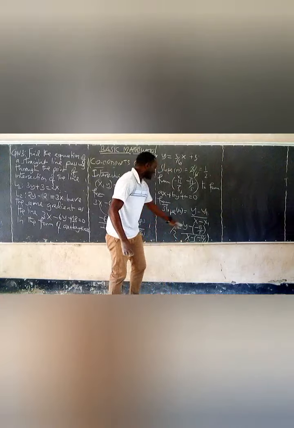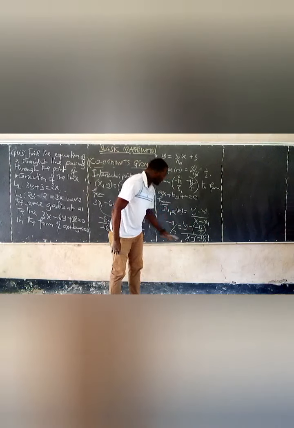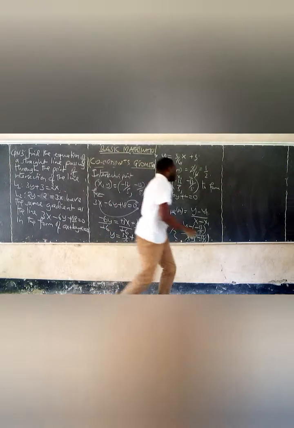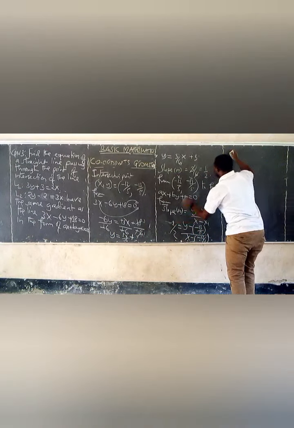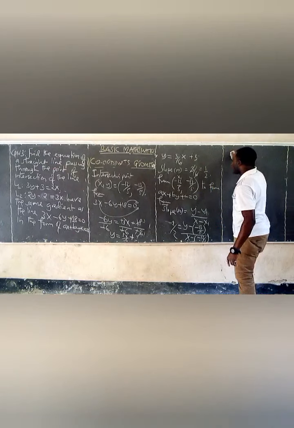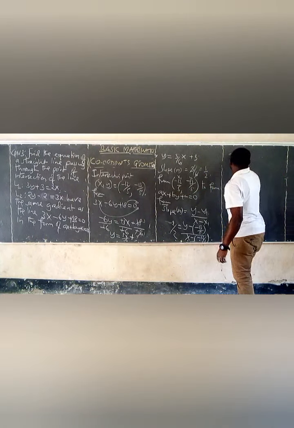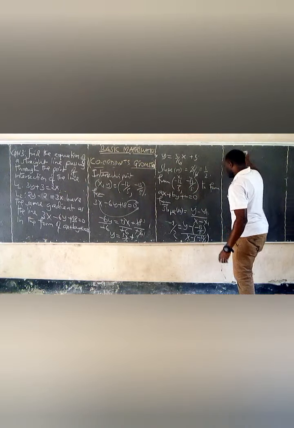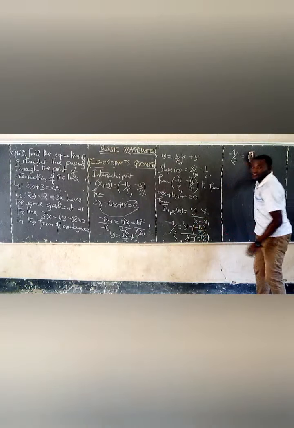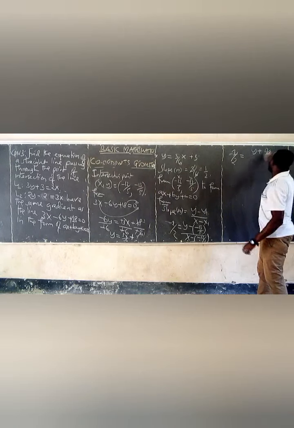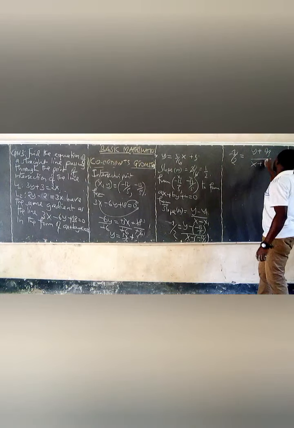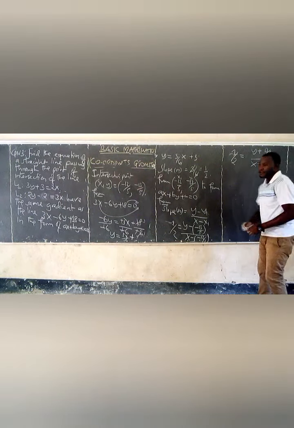Then we start. Negative times negative gets positive. So now this is equal to a half. This is equal to negative times negative, we get positive. So it's equal to y plus 13 over 5, then divided by x plus 12 over 5.